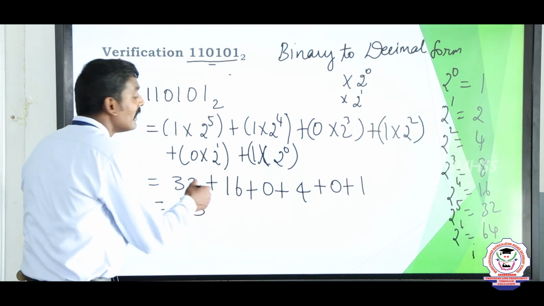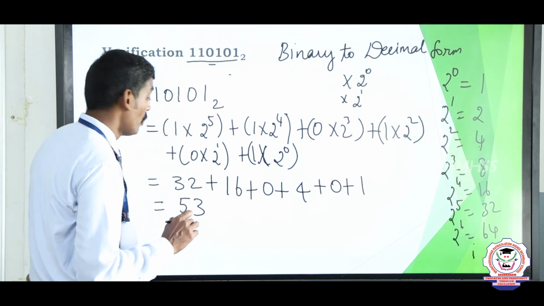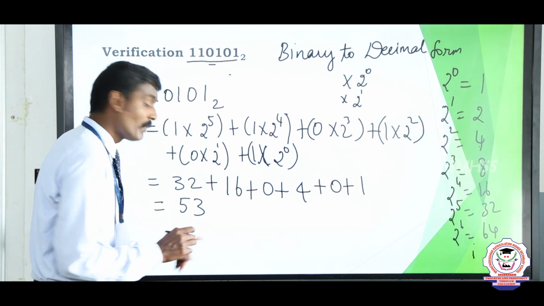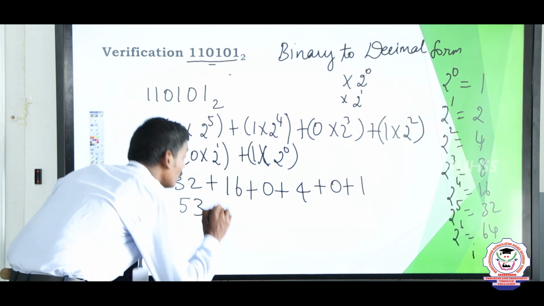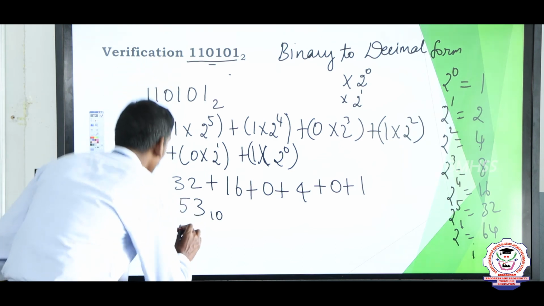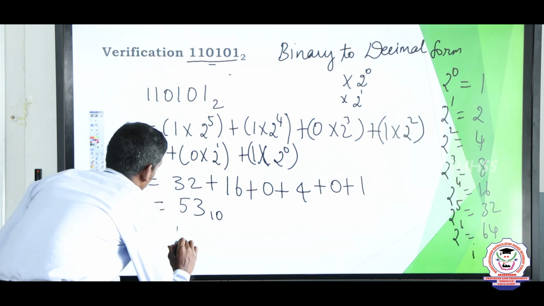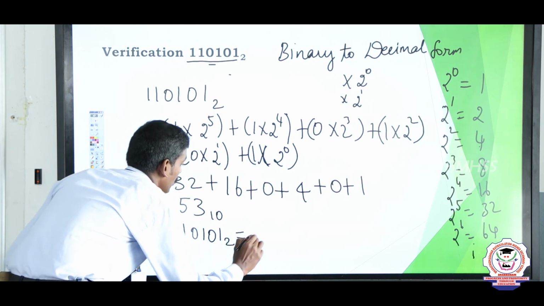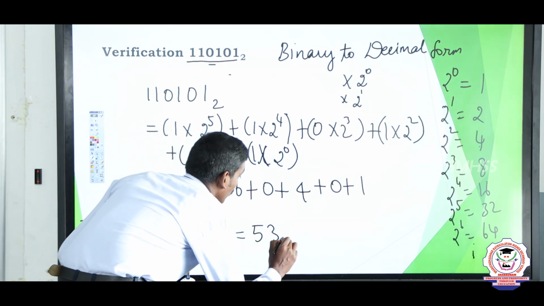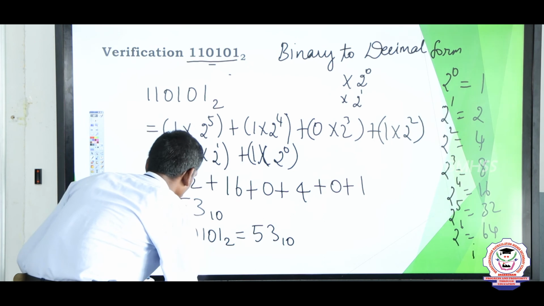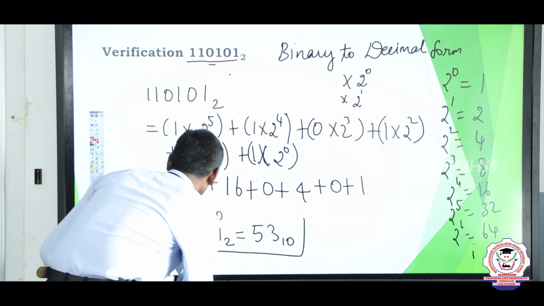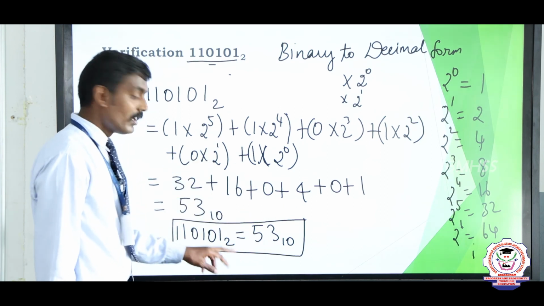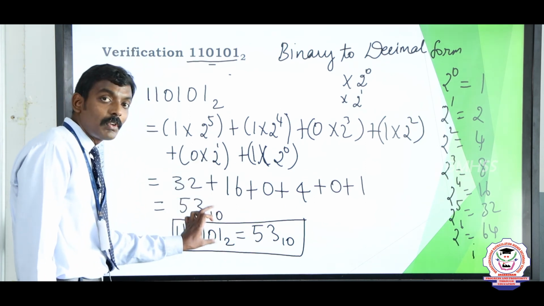This is the decimal number. How do you write this decimal number? You write the decimal number with the base value of what? 10. So that is very important. Next, finally you write the answer: 110101 base 2 is equal to 53 base 10. Very clear, students? This final step you must write and put in a box.